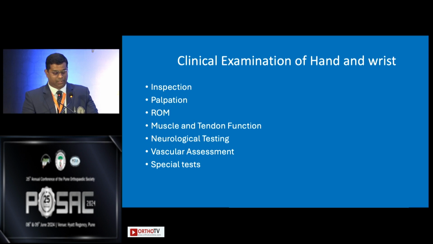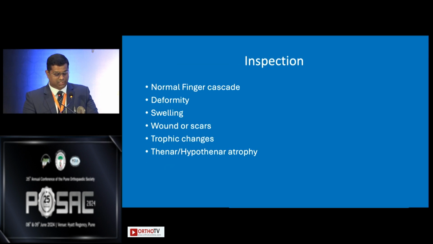First we confirm the inspection, then palpation and range of motion. Then we shift to the muscle and tendon function. First aim is to save the hand, then the function of the hand, then neurological testing, then vascular assessment and then special test. So inspection, normal finger cascade.